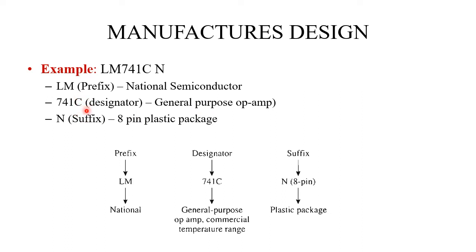There are three temperature ranges. C means commercial, which ranges from 0 to 70 degrees Celsius. The third part is the suffix, and here the suffix is N. So N means it is an 8-pin plastic package, so dual inline plastic package. That is how we have to understand the part identification number. And here there is no fourth part. The fourth part is only applicable for military specific applications.